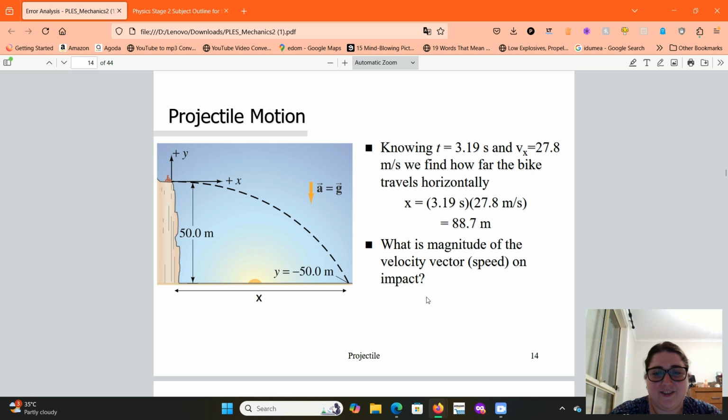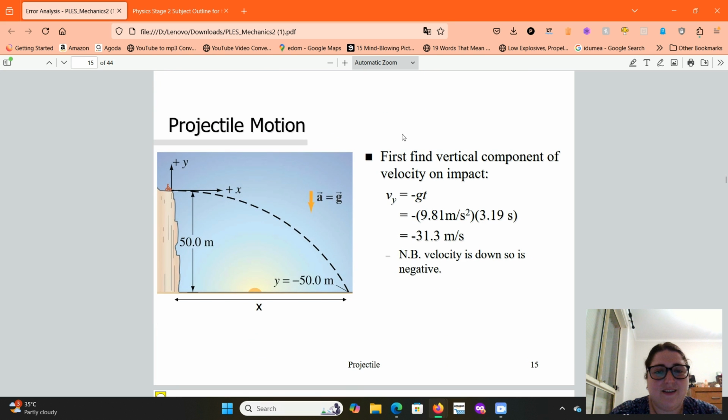Next question: what is the magnitude of the velocity vector, the speed, on impact? First find the vertical component of velocity on impact. We have v equals negative g t, which is negative 9.81 times the time, and that gives you this. The velocity is down, so it is negative. Make sure it is negative, because we're going down.